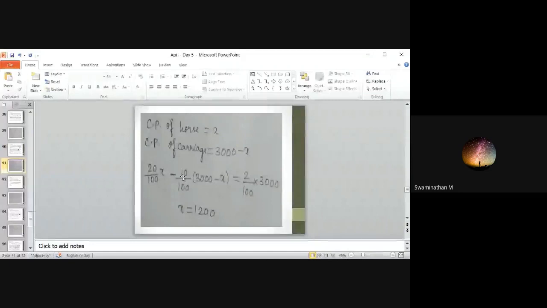Cost price of horse x, cost price of carriage 3000 minus x. For the horse he is gaining 20%, so the gain is 20% of x. And for the carriage he is losing 10%, so minus 10% of 3000 minus x. The total is a 2% gain on the whole, so 2% of 3000. So if you solve, you will get x as 1200. Clear with the procedure?